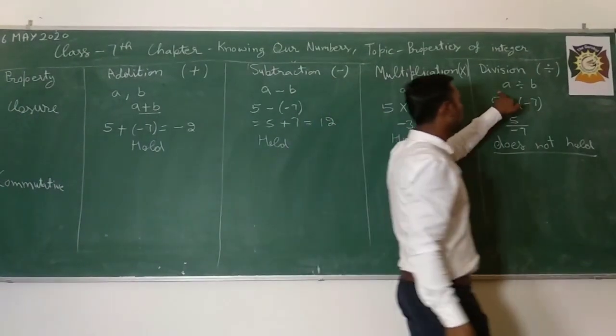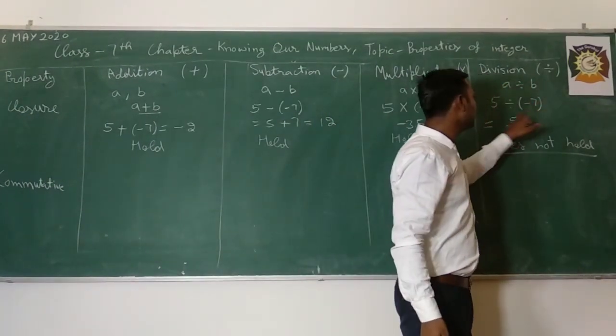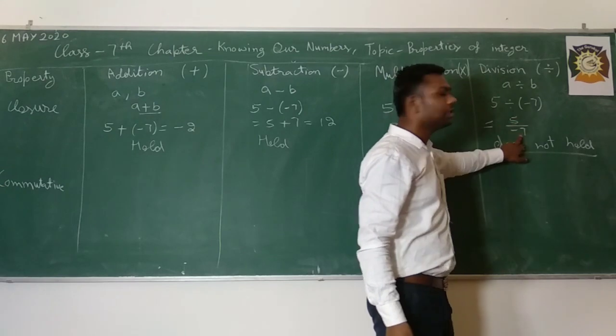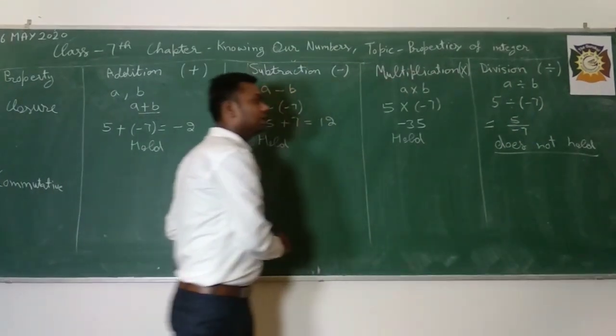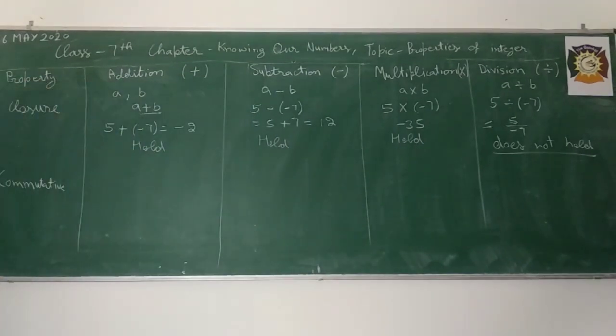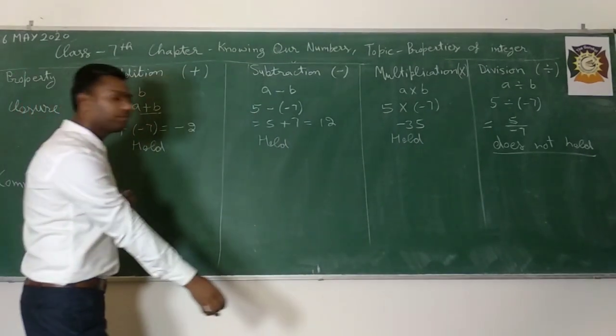a and b are two integers, we divide them, and what do we get after division? 5 divided by minus 7, which is not an integer. So we say that the closure property doesn't hold in division.